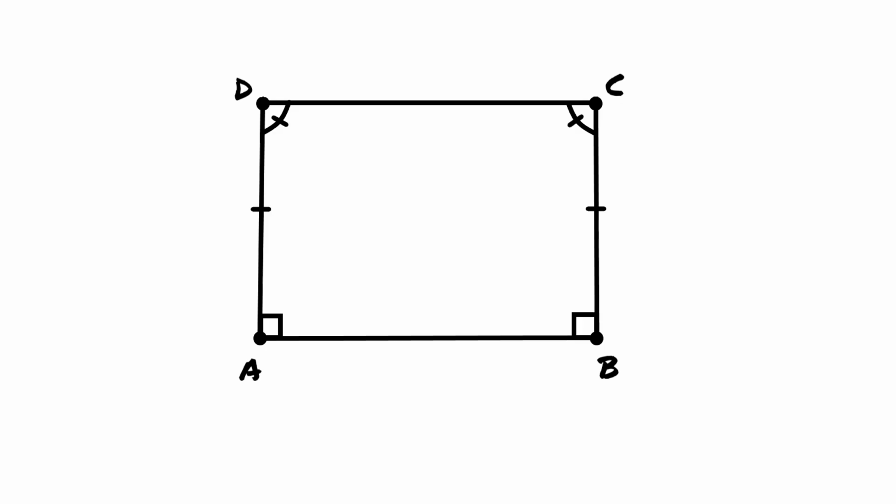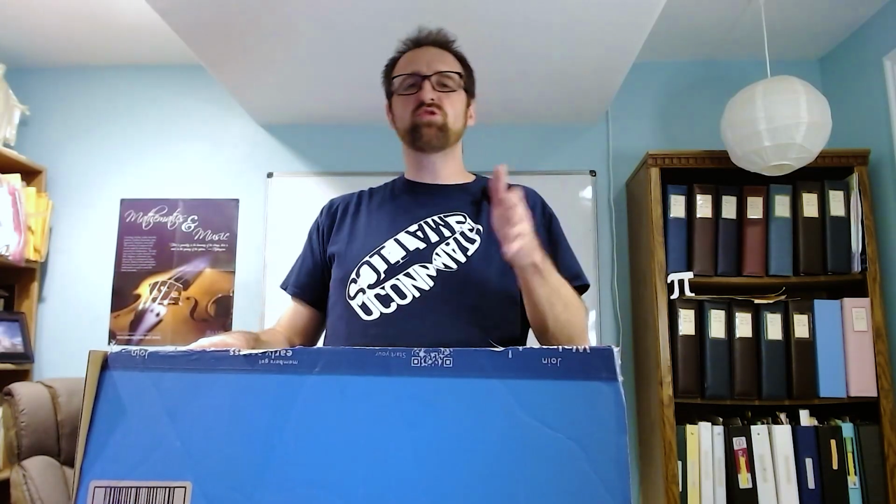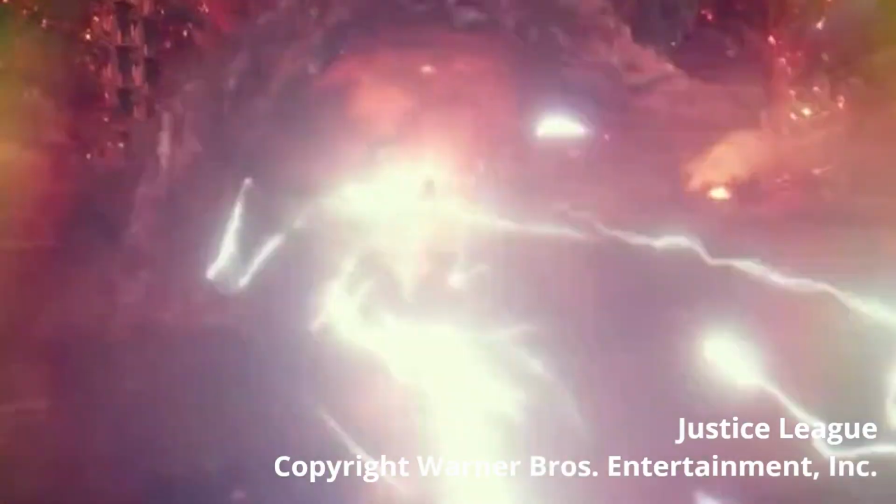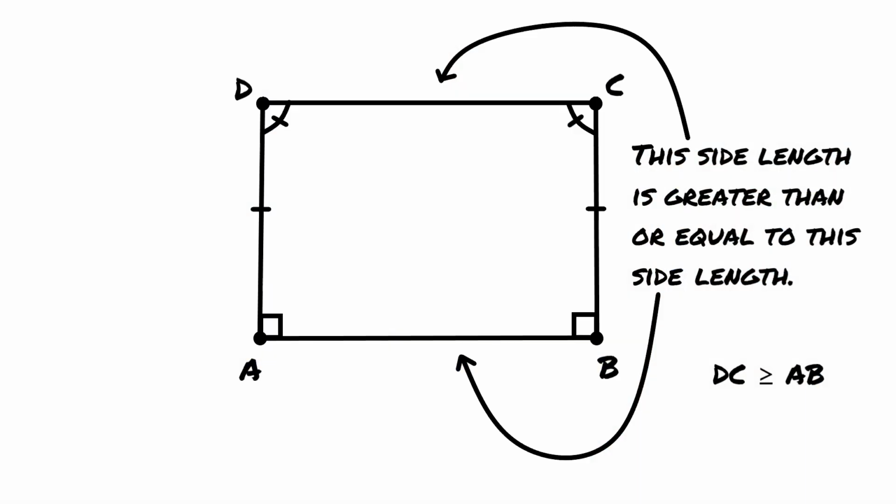You might try to show then that the length DC is equal to the length AB and try to get a rectangle that way. But there you'll run into trouble too. Here, the best that neutral geometry can do is prove that DC is greater than or equal to the length AB.